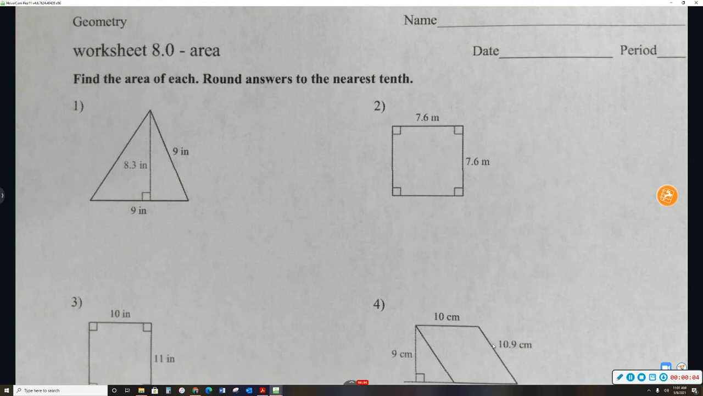Hey everyone, so here's the worksheet that we did last class. Somebody was asking for a video for this one, and again, this is a good video to watch for review for the test, because everything you need to know for the test is on this worksheet.